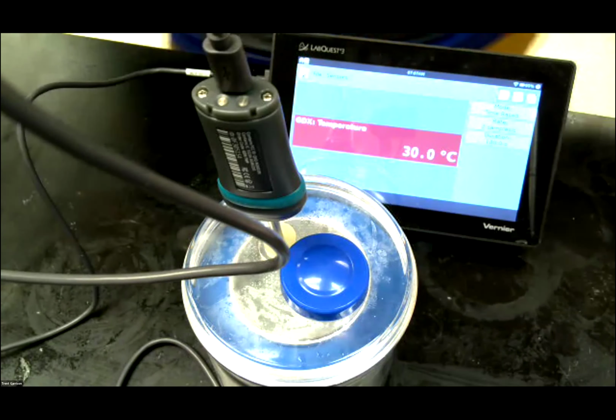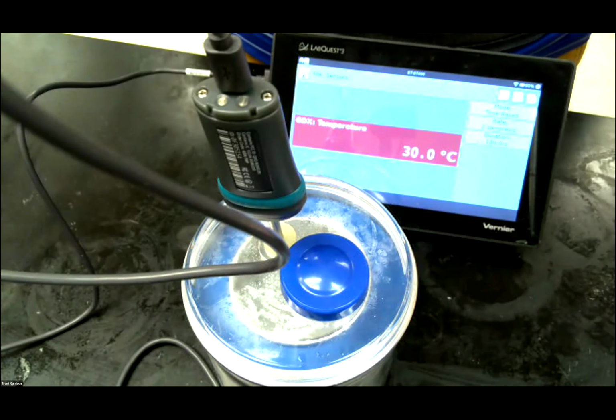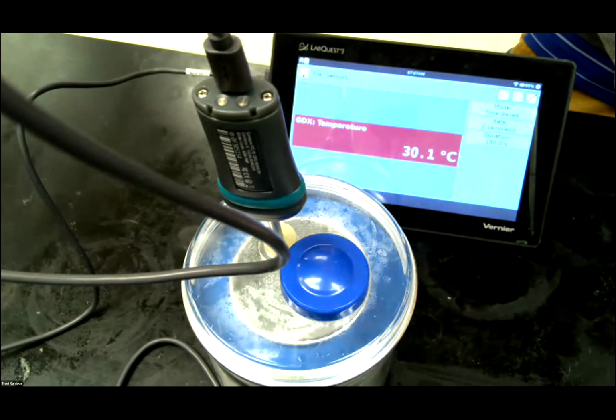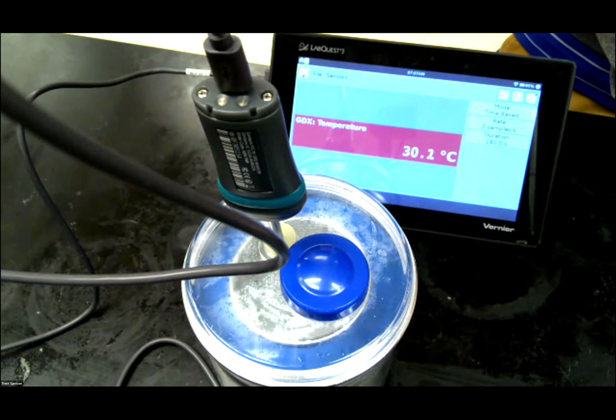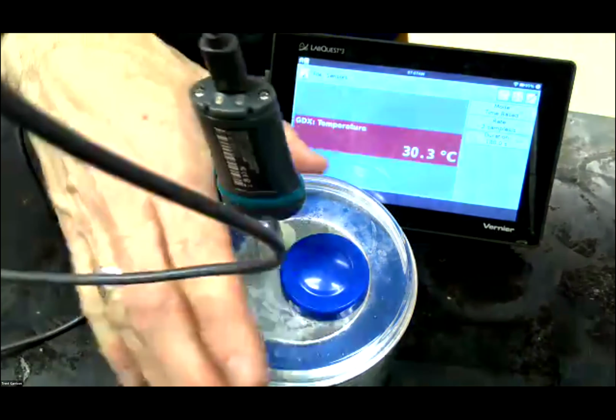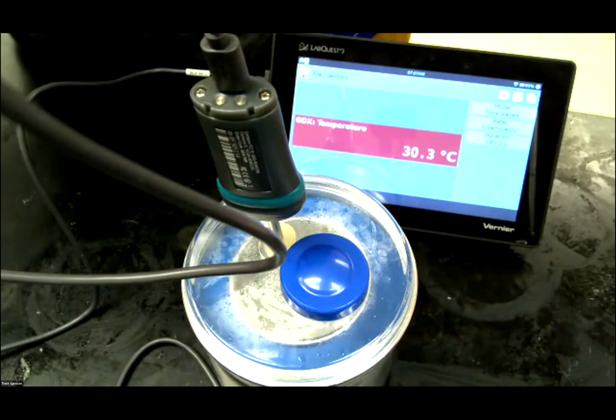All right, it looks like it's come almost to the end of its reaction, about 30 degrees Celsius. It's going up very slightly, so it may hit 30.2, but it looks like it's slowing down. There it goes. Okay, so we're going to take those as our final temperatures now. So I'm going to take this away. Oh, no, it went back down to 30.3. Yeah, 30.3. We'll let that be the final temperature.